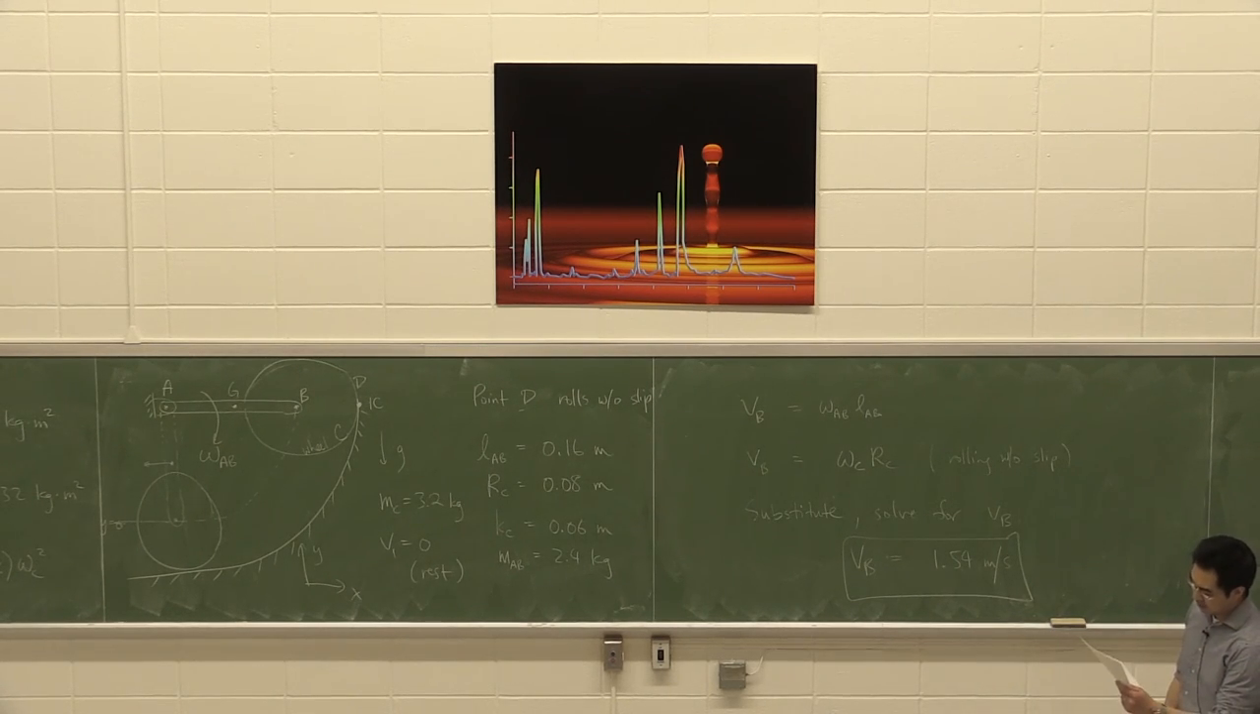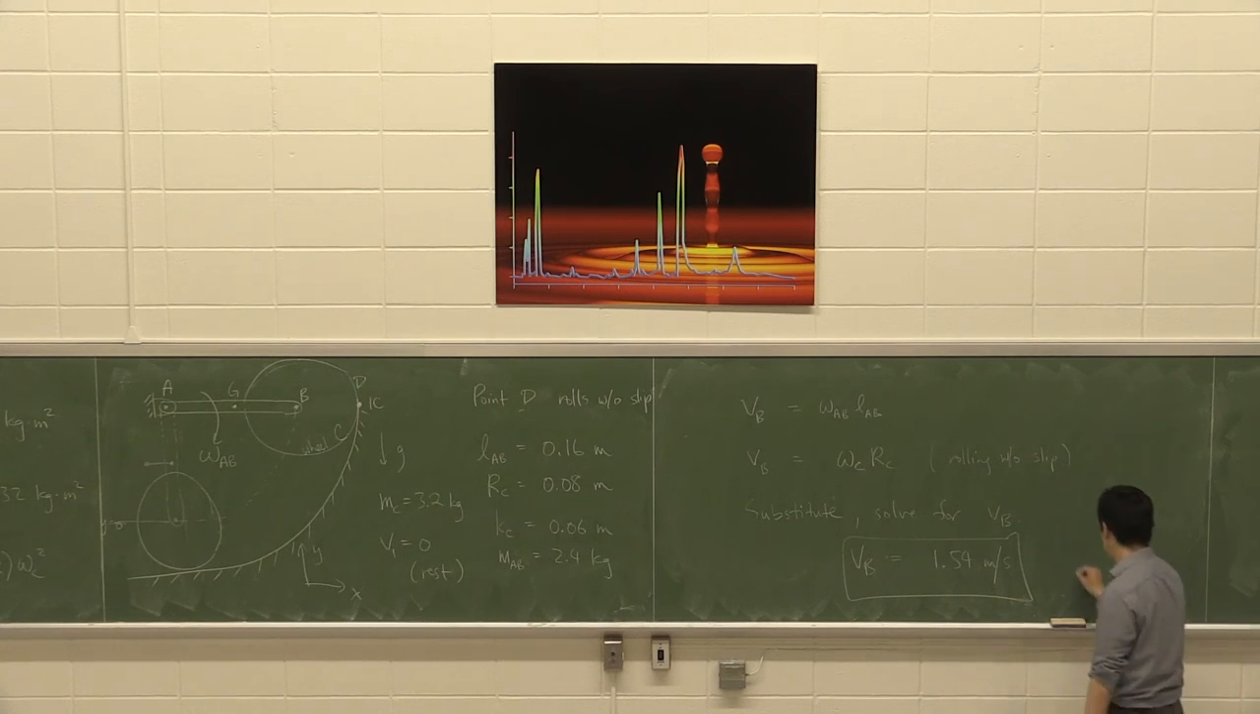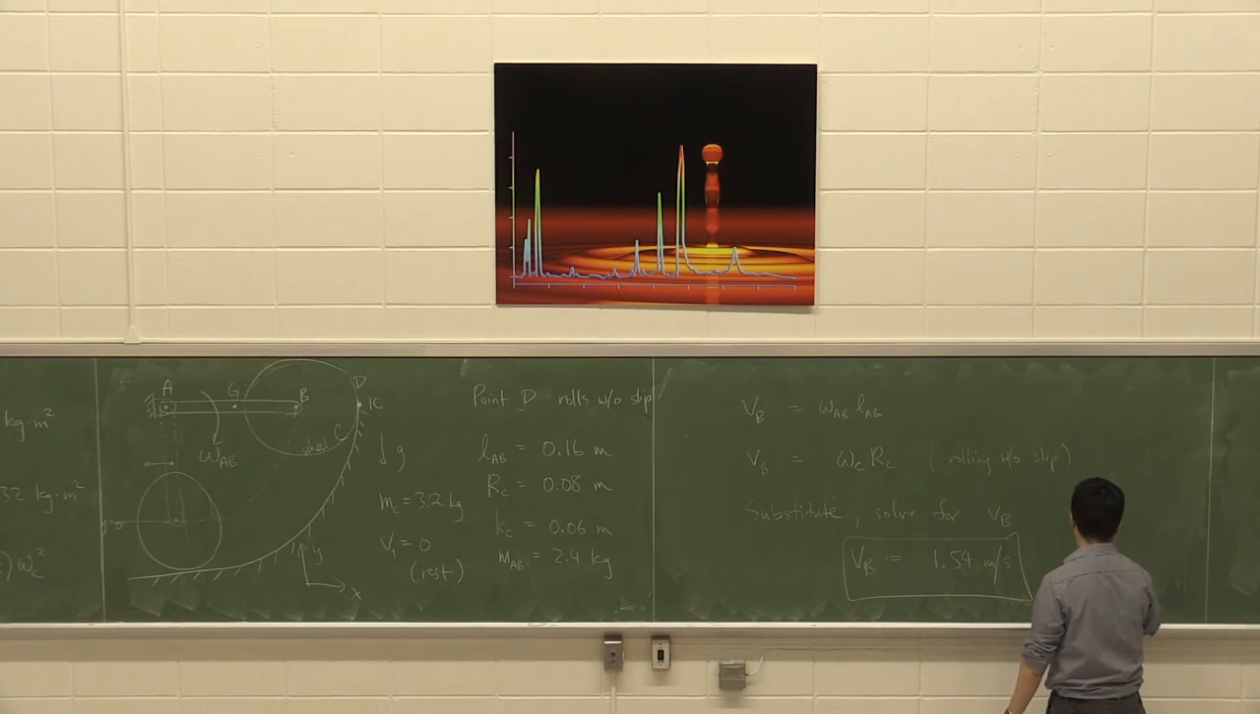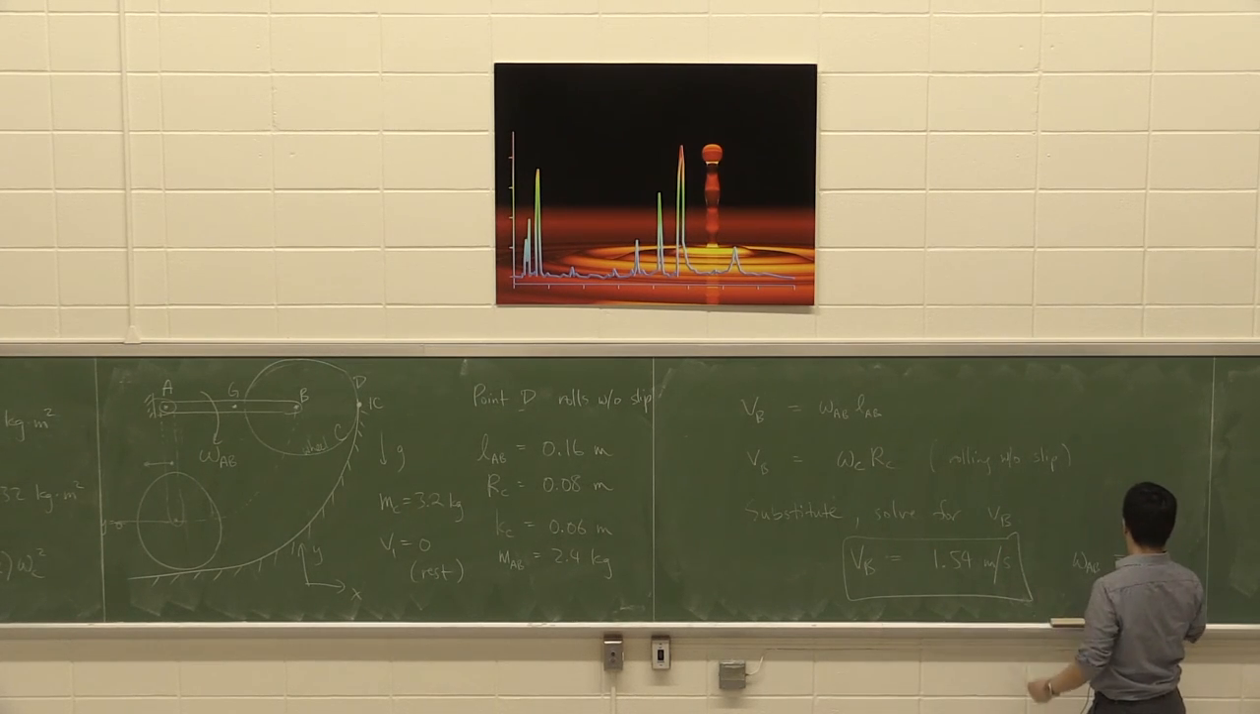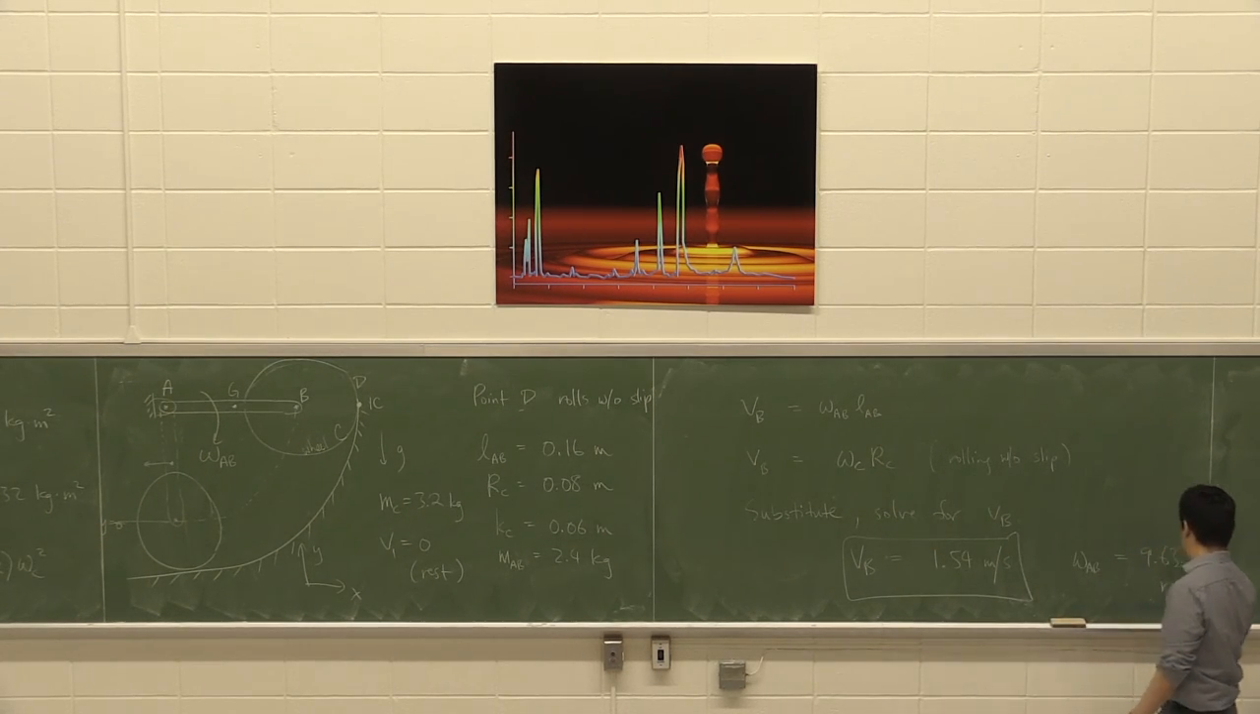And what else did I ask for here? Omega_AB. Plug that back in there. 0.963. All right. Lots and lots of examples today. Covered a lot of ground. Any final questions? No? Pretty straightforward, right?